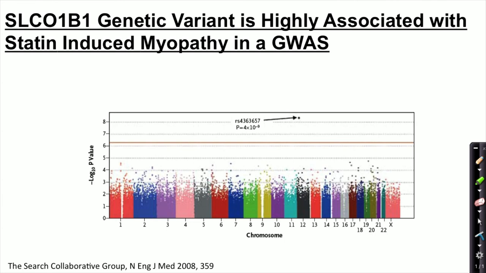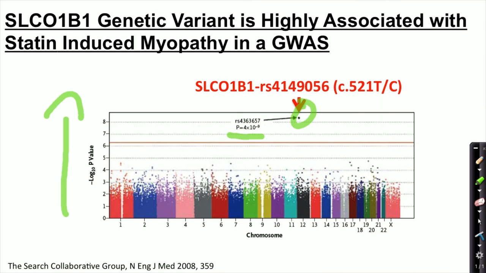And you can see the higher the peak here, or the higher the data point, the more significant, because it's a minus log p-value. So this variant here, for example, has a p-value of 4 times 10 to the minus 9. So it definitely reached genome-wide level significance. And it turned out that that variant is SLCO1B1, the RS number I just gave you. It encodes that T to C change, and that is the valine 174 alanine, which we'll describe.